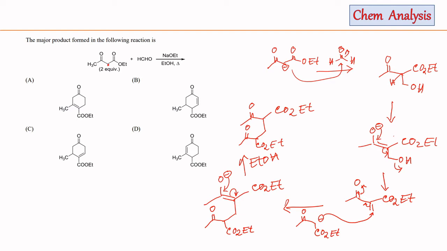Now this species, in presence of base, will abstract one acidic proton from this carbon and will form the corresponding anion here. That anion will attack at this carbonyl group to form the cyclic product.